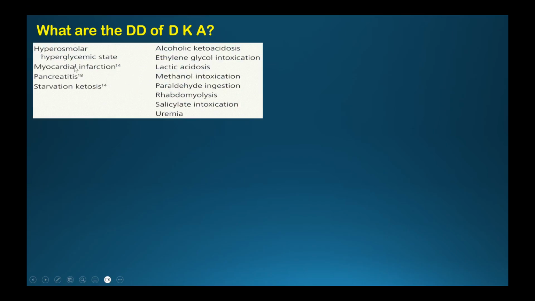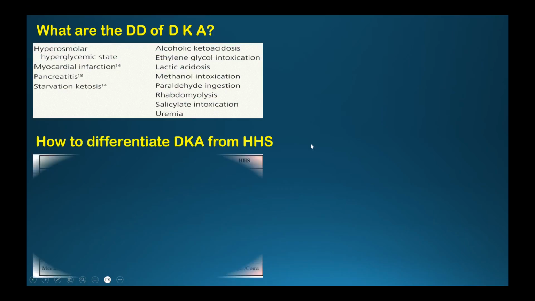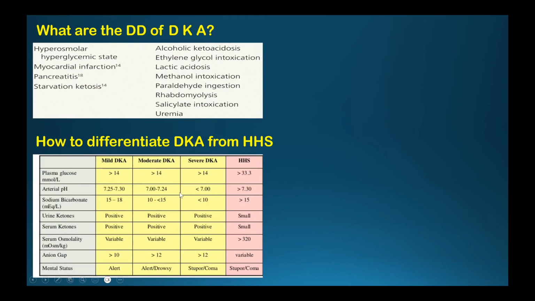The differential diagnosis of DKA includes hyperosmolar hyperglycemia, myocardial infarction, pancreatitis, starvation ketosis, alcoholic ketoacidosis, ethylene glycol intoxication, lactic acidosis, ethanol, formaldehyde, rhabdomyolysis, salicylate intoxication, and uremia. Differentiate DKA from the hyperosmolar hyperglycemic state by the absence of ketones. That is the most important differentiator.